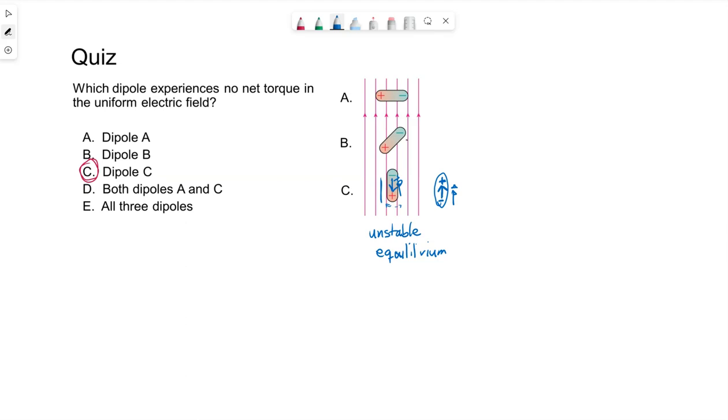B is going to rotate. The negative is going to come that way, positive that way. So B would rotate clockwise, and actually so would A, to get lined up with the field. And because of the attractions to the positive and negative charges creating the field.